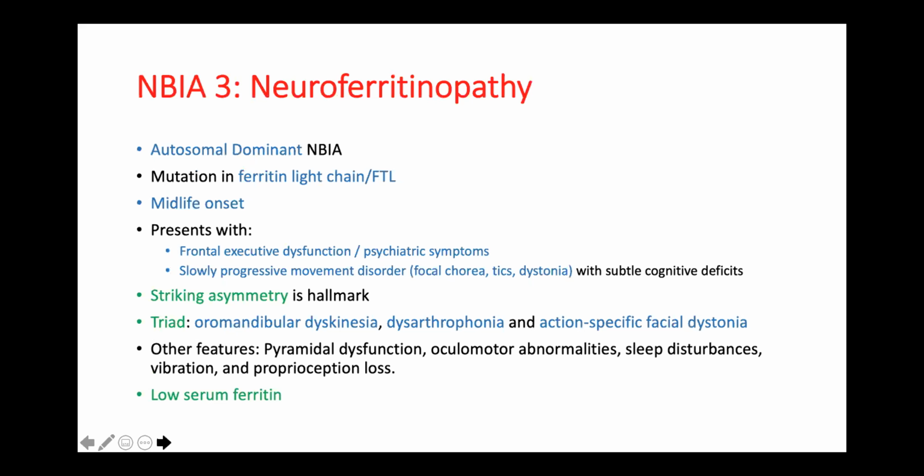The third group is neuroferritinopathies, which is the only autosomal dominant form of NBIA. Mutation in ferritin light chain is the etiology, usually with midlife onset. They present with dementia. Frontal executive dysfunction is seen with psychiatric symptoms along with a slowly progressive movement disorder, and striking asymmetry. Generally, we think of most of the inherited disorders as symmetric in onset, but here the striking asymmetry is the hallmark. The triad of oromandibular dyskinesias, dysarthrophonia, and action-specific facial dystonias is classical for this condition, along with other abnormalities of oculomotor problems, sleep disturbances, and loss of vibration and proprioception. And they have classically low serum ferritin.